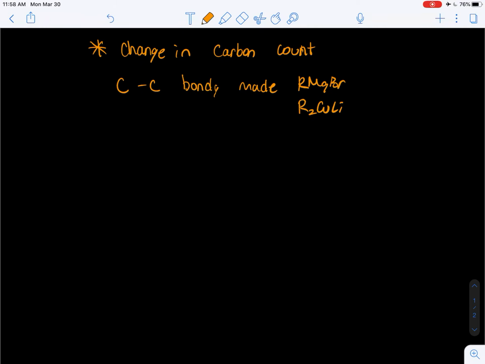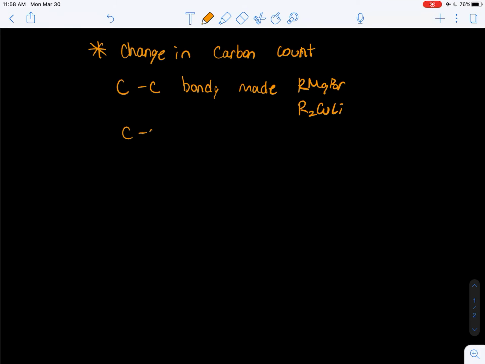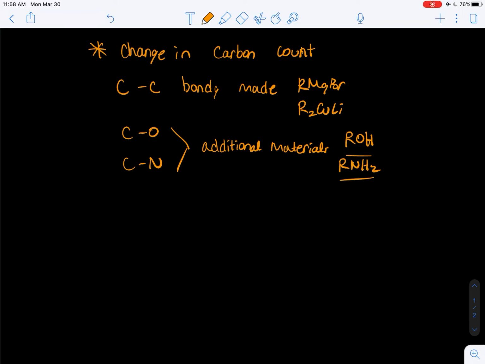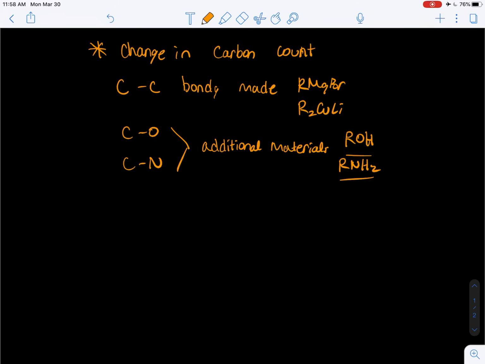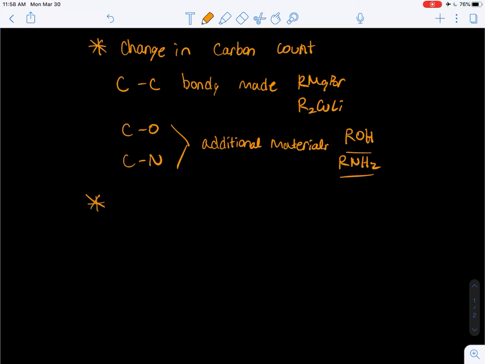Now, the other thing you want to think about are there additional carbons, okay? Carbon-oxygen or carbon-nitrogen. I call these additional material, and these can come from alcohols and amines, okay? Primary, secondary amines or alcohols. And you can also have basic functional group transformations.